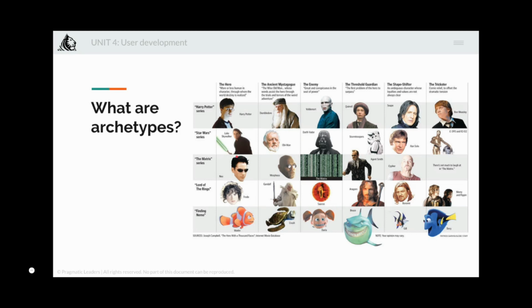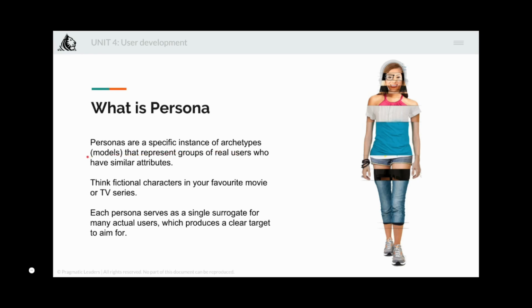So Neo becomes a persona because you can exactly understand that this is the character, this is his backstory, this is how he is evolving and so on, right? That is persona. So personas are a specific instance of archetypes that represent groups of real users who have similar attributes. Okay, so each persona serves as a single surrogate for many actual users, which produces a clear target to aim for.